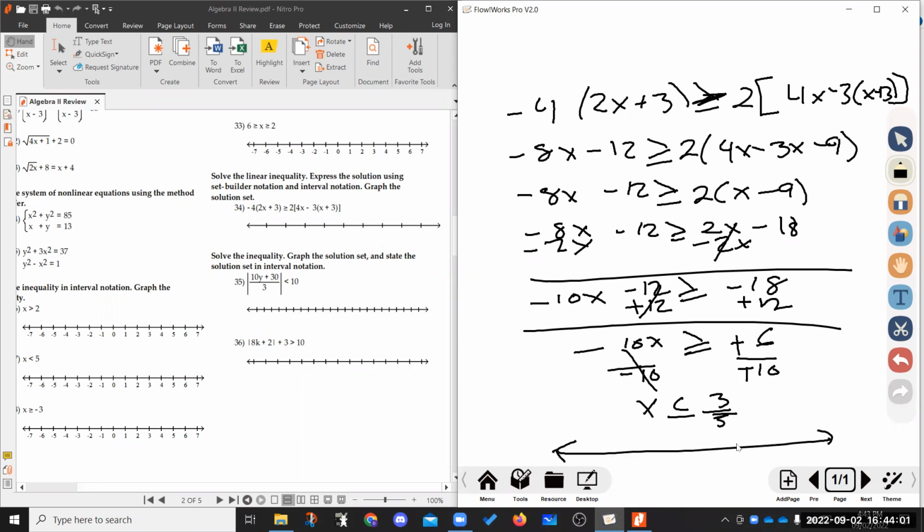So here's 3/5 on my number line. Less than or equal to, I'm going to put a solid dot at 3/5, and we're going to shade to the left.